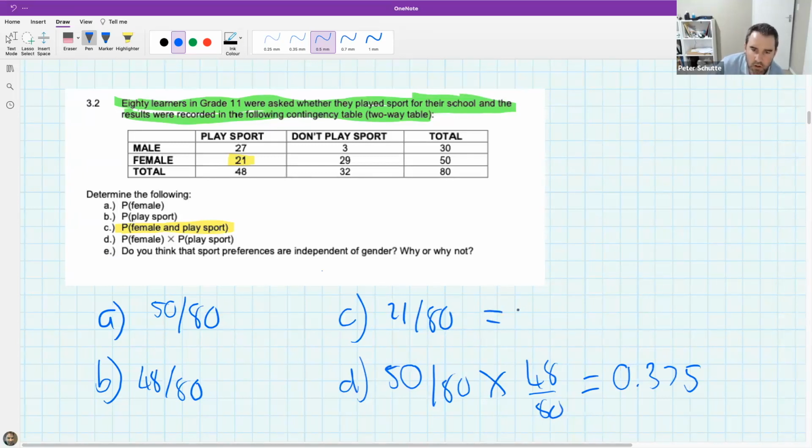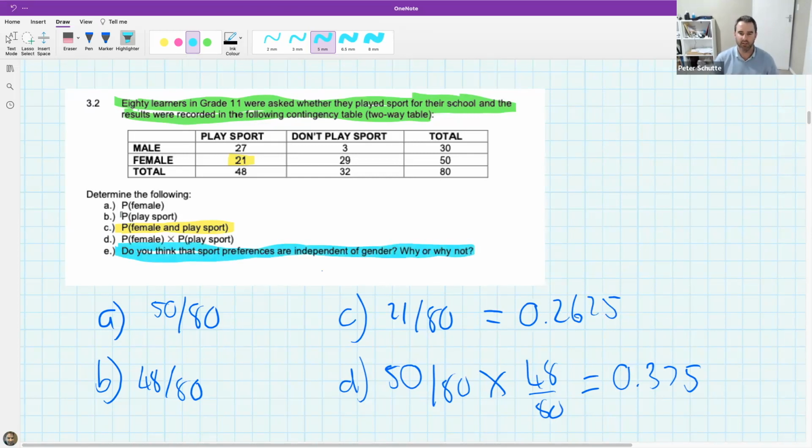So I'm going to go back and put C in terms of decimals because it makes life a bit easier to compare them if they are in decimal language. So do we think that sports preferences are independent of gender? Why or why not? What do you guys think? What do we need to look at? What are we comparing? What do we need to check?